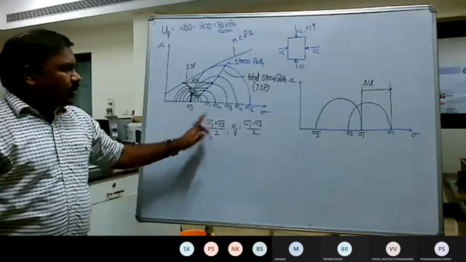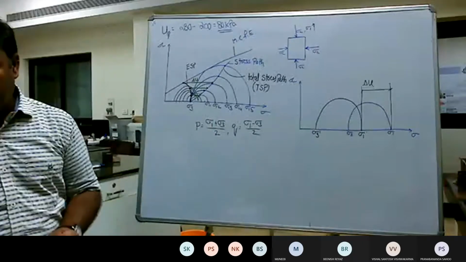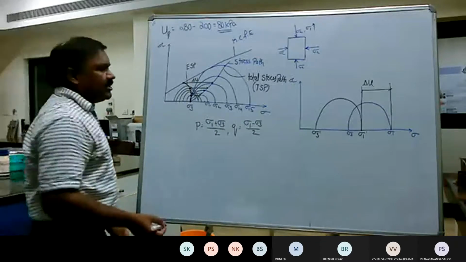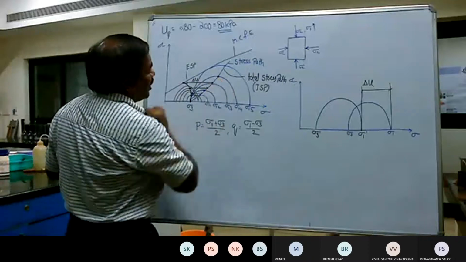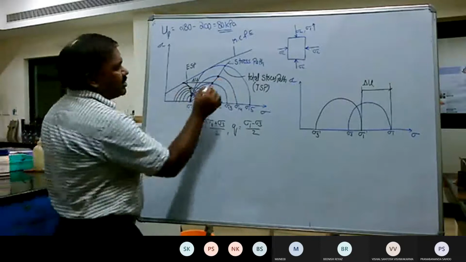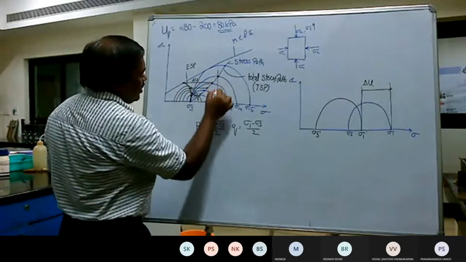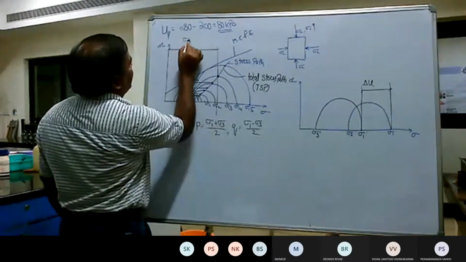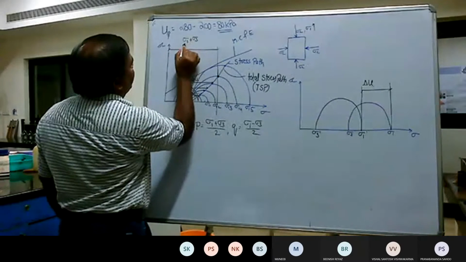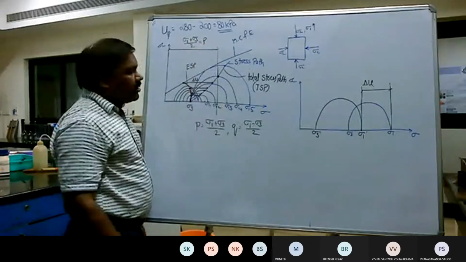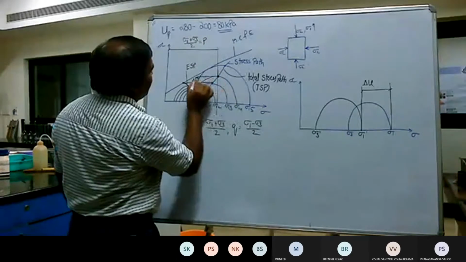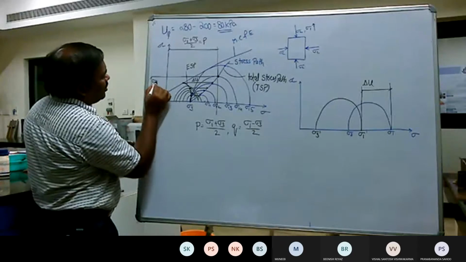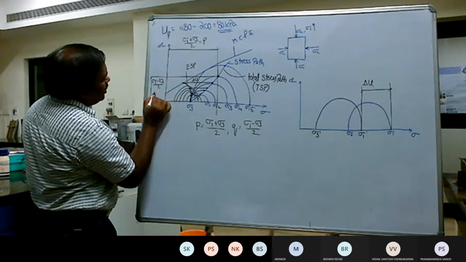Okay, is it clear now? Or suppose it's still not clear, just imagine I take any point on the stress path. If I draw the horizontal line as well as the vertical line, this is nothing but (sigma 1 plus sigma 3) by 2, which is nothing but p. Similarly from here to here, this is nothing but (sigma 1 minus sigma 3) by 2, which is nothing but q.